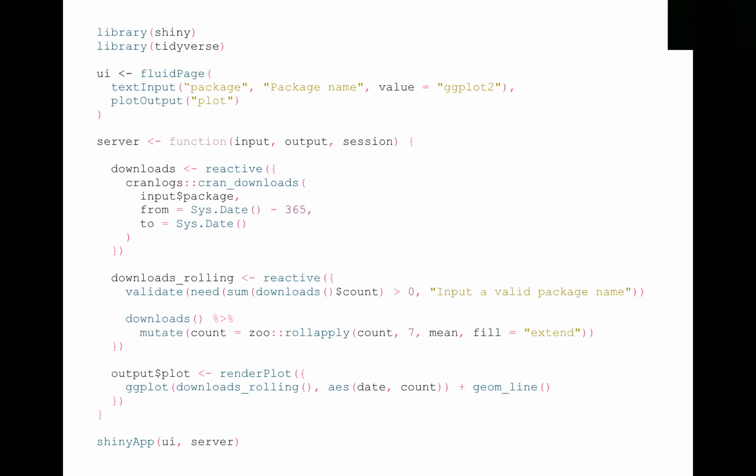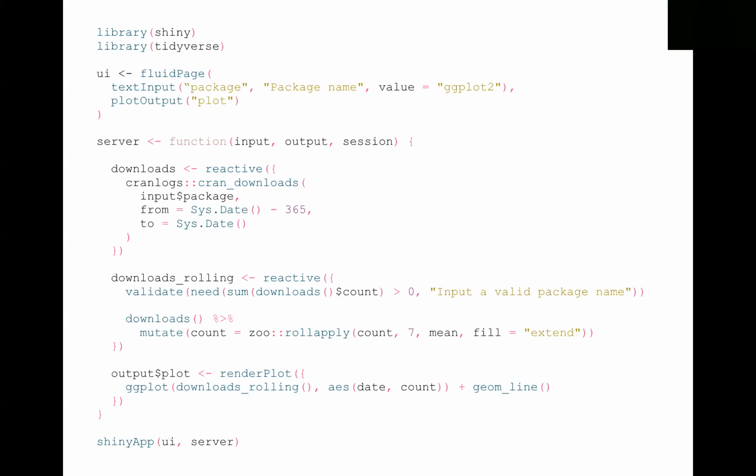Right? And then the next part is going to be basically computing this rolling average part. And notice in this downloads rolling reactive, the first line that you see there that starts with validate, this is there so that if the user enters a package name that doesn't make sense, we can show them a nice message. We'll show them, please input a valid package name, rather than getting some other error that probably doesn't make much sense to the user. This is something that we call in Shiny input validation.